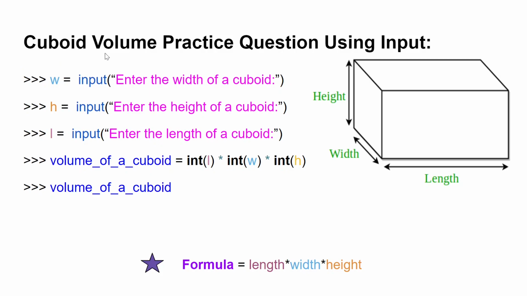So we're going to do a keyboard volume practice question using input. So we're going to use 3 variables, and we're each going to assign them to make the width, the height, the length of a keyboard. And then we're going to do volume of a keyboard is equal to L times W times H. And we've converted them all into integers. So that is the official formula to find the area of a keyboard. And then we can print our variable out to see the volume of a keyboard. So let's try this in the IDLE shell.